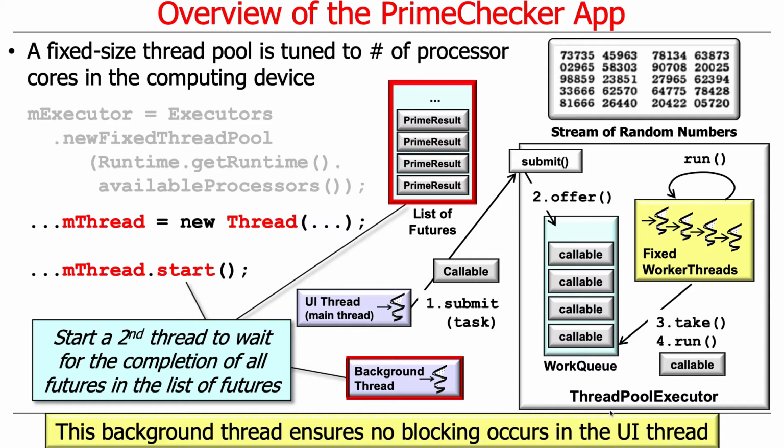So we spawn a separate thread, and this thread is going to wait for the completion of all the futures in the list of futures. And the purpose of spawning a background thread to do this is to make sure that there's no blocking in the UI thread. The reason you don't have to do this for your assignment is that we already have everything running in a background thread to begin with.